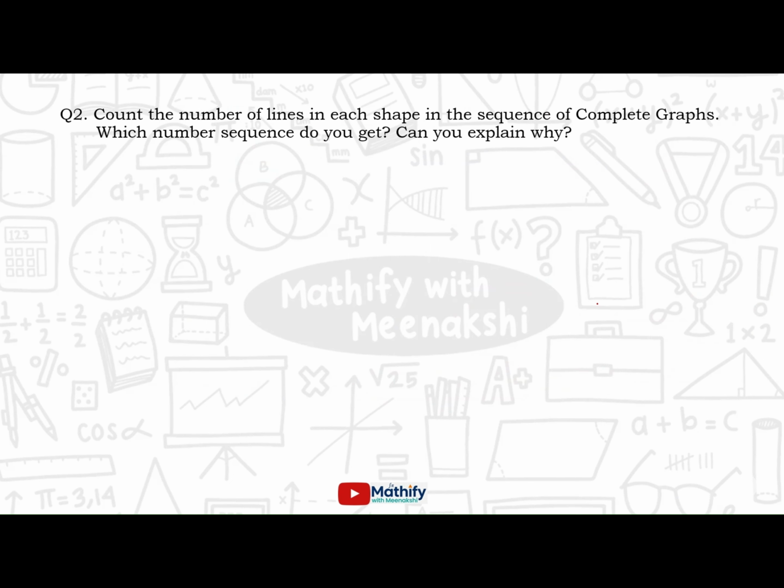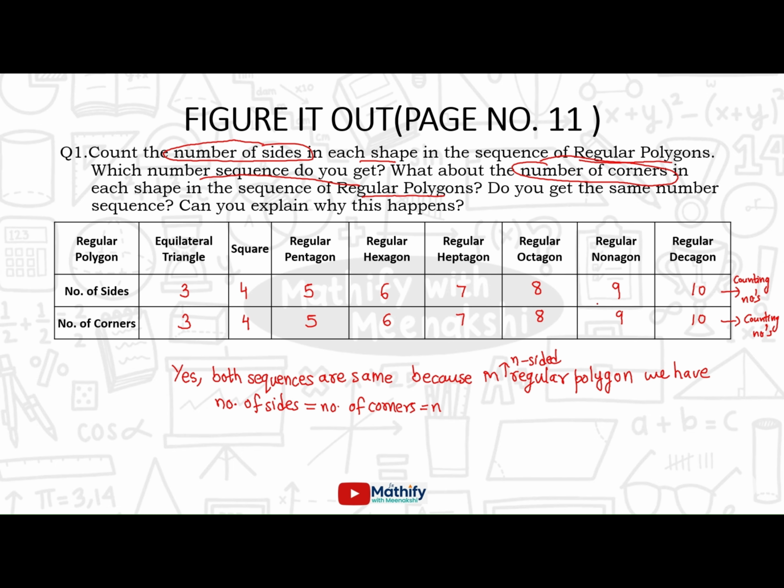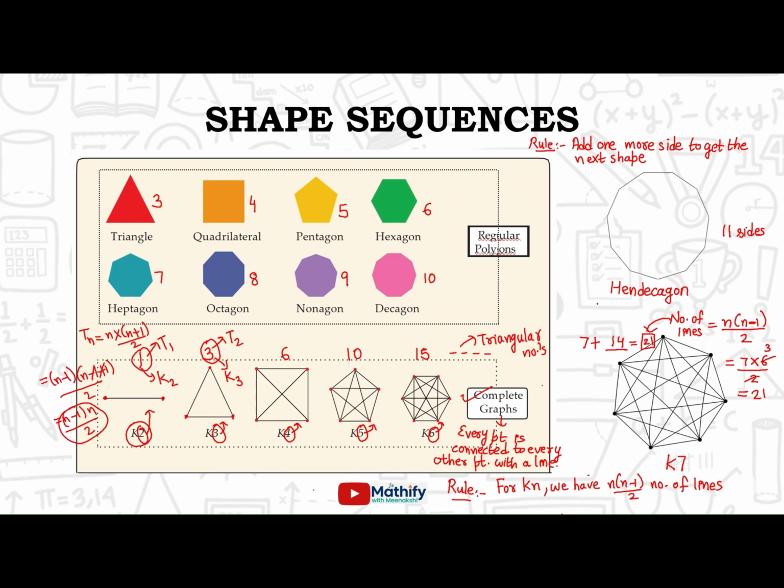Now let's move to the second question. Count the number of lines in each shape in the sequence of complete graphs. Which number sequence do you get? Can you explain why? As you know, we have already discussed this, I will show you that again. See, this is a complete graph. So here, in the first case, we have one line, then three lines, then six lines, then 10 lines, then 15 lines, and this is the sequence of triangular numbers. And I even told you that for Kn, we have n into n minus 1 by 2 number of lines.